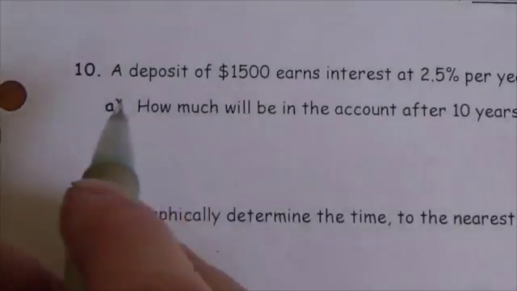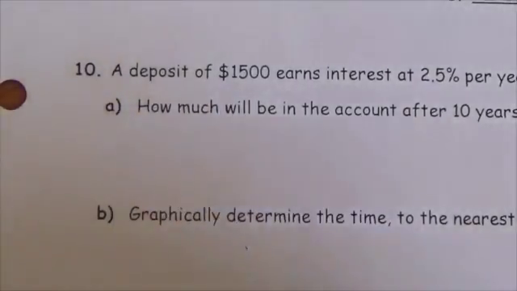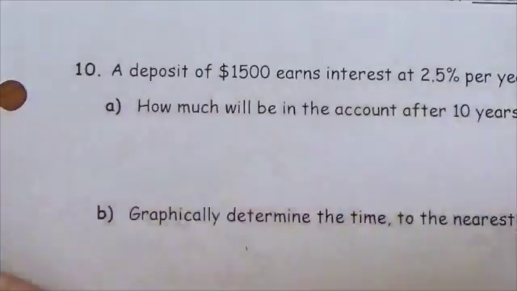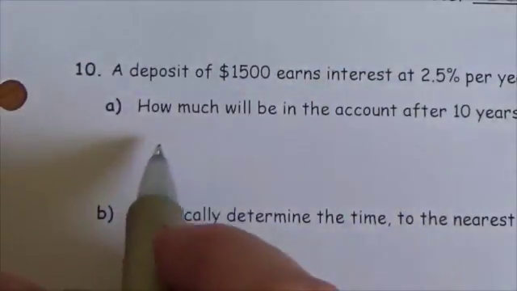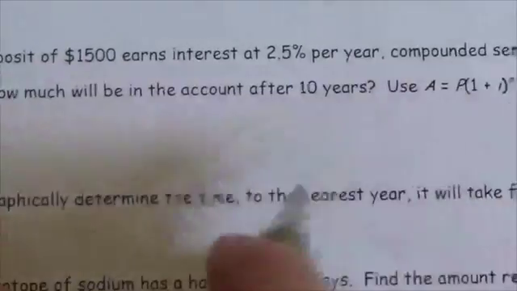So in this question we read, a deposit of $1,500 earns interest at 2.5% per year compounded semi-annually. The first part of this question says how much will be in the account after 10 years? We're supposed to use the compound interest equation.